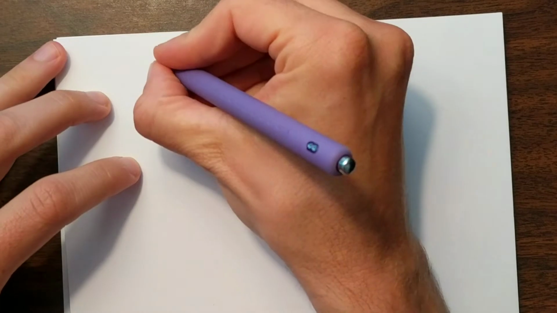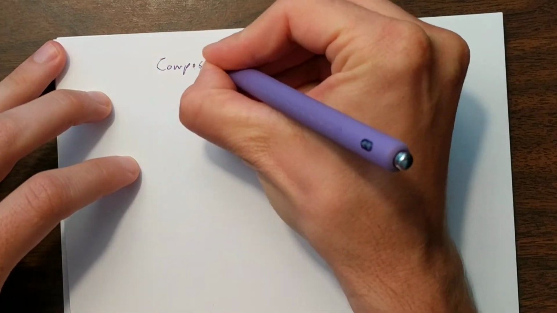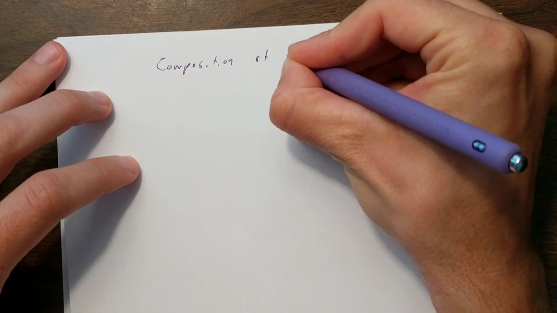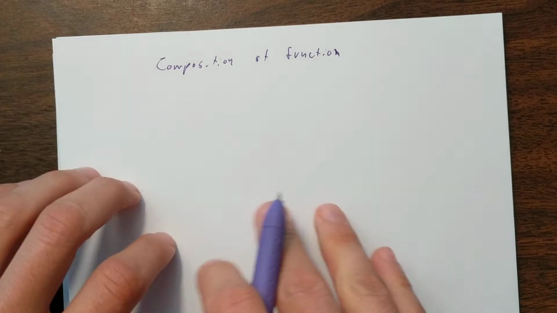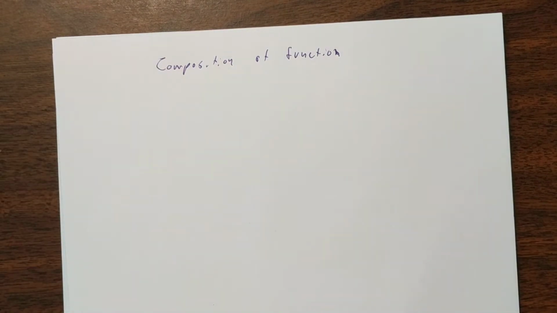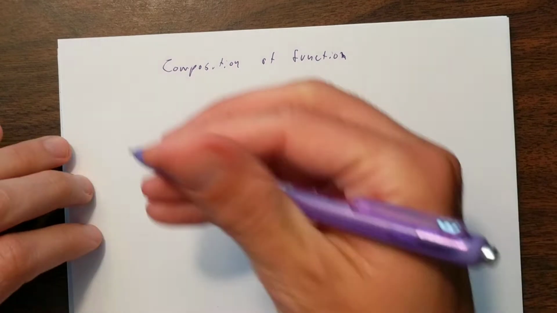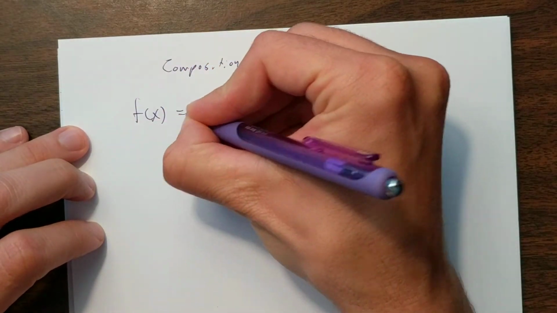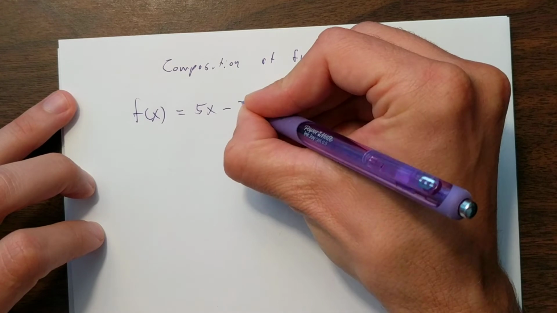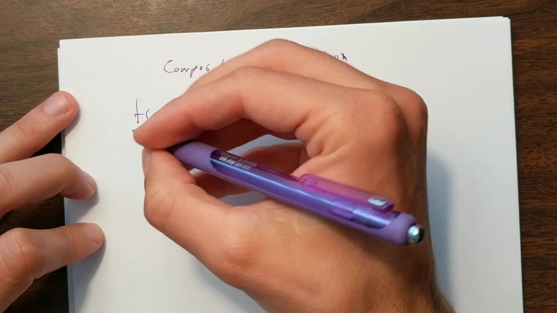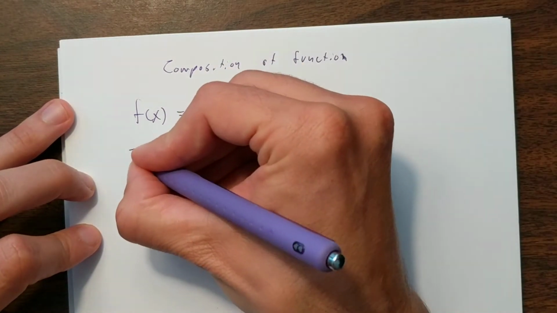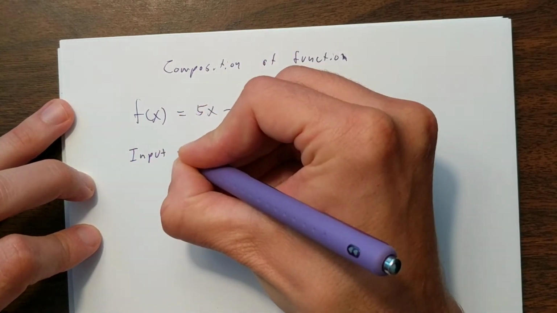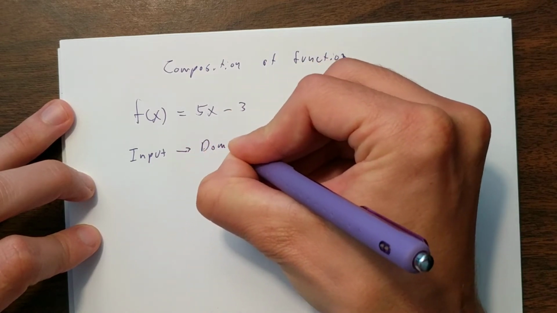All right, so today we are going to do something called composition of functions. A function is basically a set of mathematical directions that sends some element to another one. A very simple function would be f of x equals 5x minus 3. Very straightforward. Your input is your x, which we call the domain.